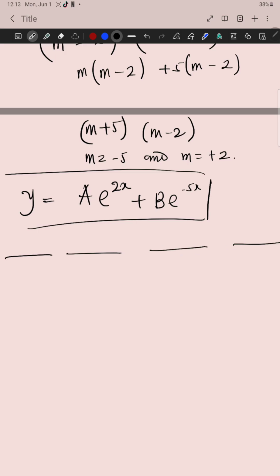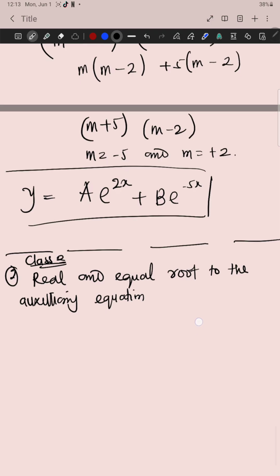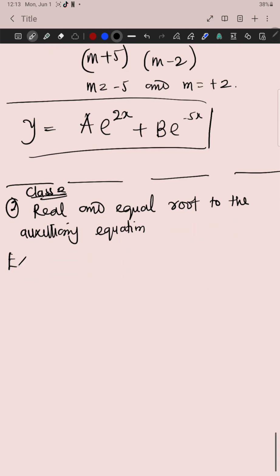Now let's look at another class of auxiliary equations. When we have class 2, let me call this class 2, when we have real and equal roots to the auxiliary equation. Real and equal roots to the auxiliary equation. Let's look at this together. When we have real and equal roots, take an example.